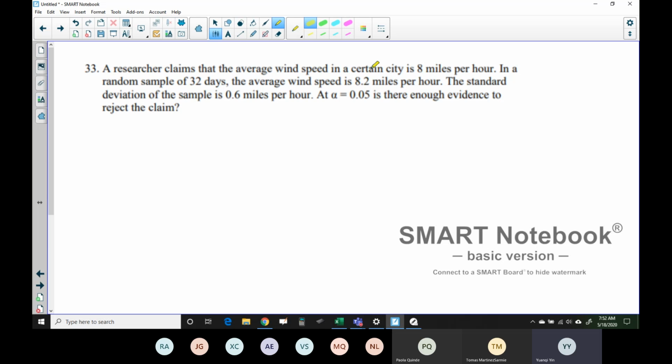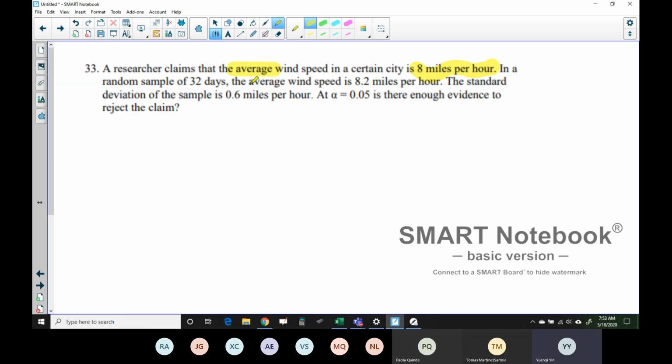Very good. Average is a very important word, and also 8 miles per hour. Okay, let me read the second statement. In a random sample of 32 days, the average wind speed is 8.2 miles per hour. That's the second statement. Now tell me from that statement, what would you highlight? In a random sample of 32, the wind speed, like the average, is 8.2. Okay, very good. So let's highlight those things.